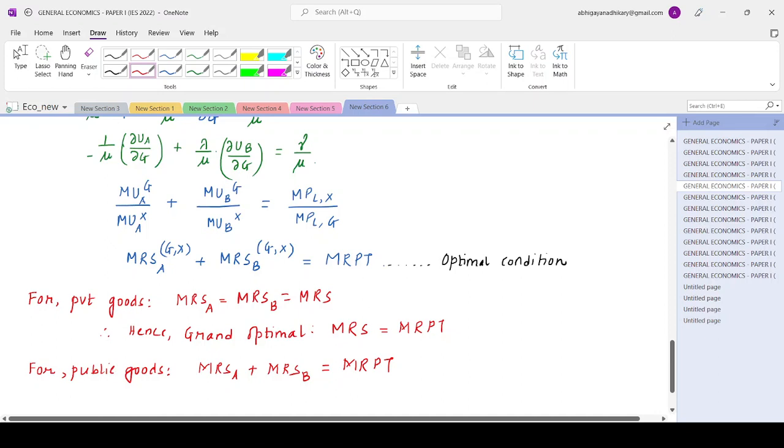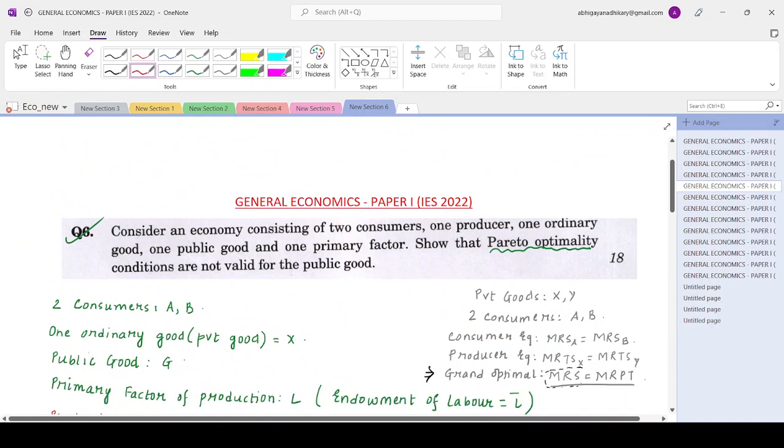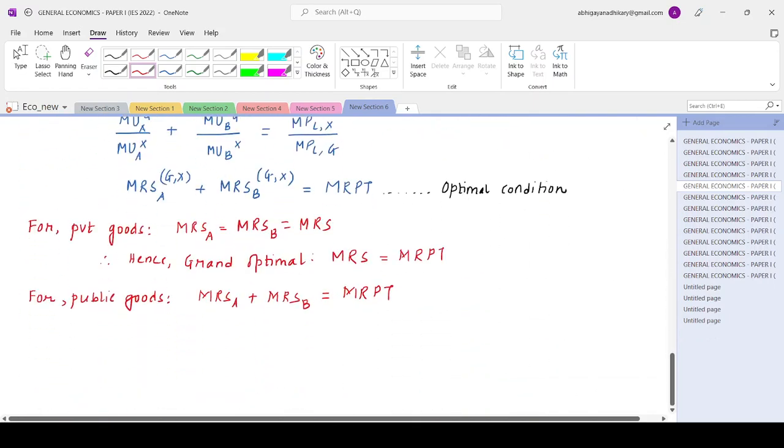Hence, the public good criterion doesn't satisfy the private good criterion, and they are not the same, as we were asked to prove in the question: the Pareto optimality conditions for private goods are not valid for the public good, because we have worked out and seen that the two expressions are not the same. That's it. Thank you.